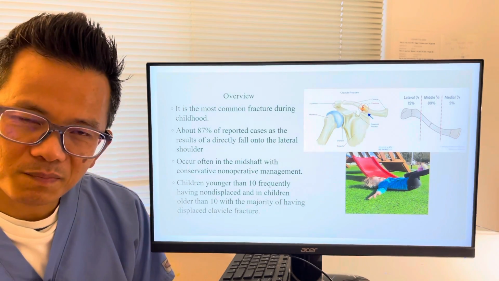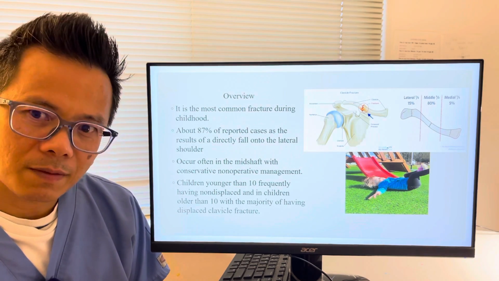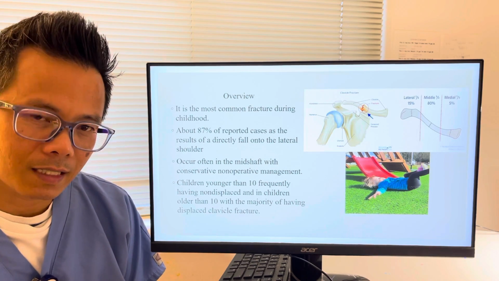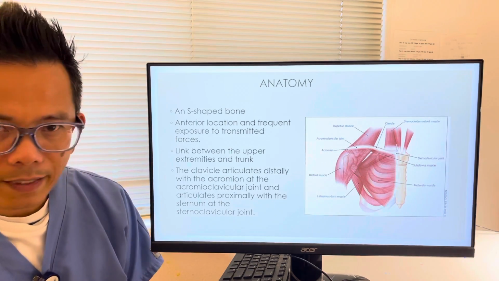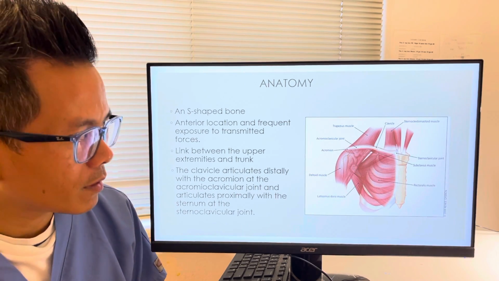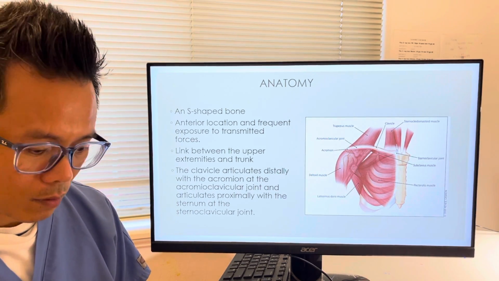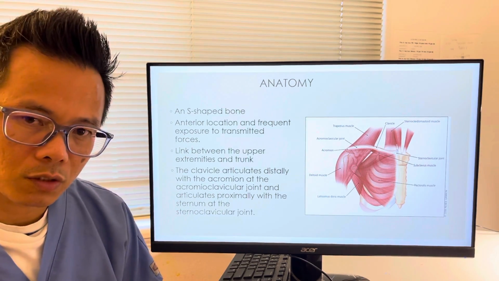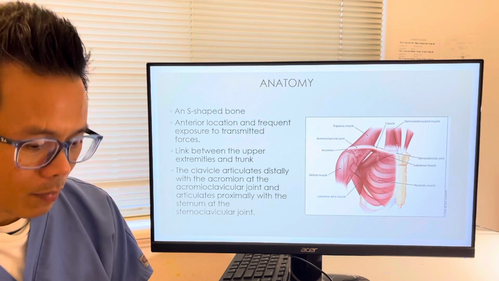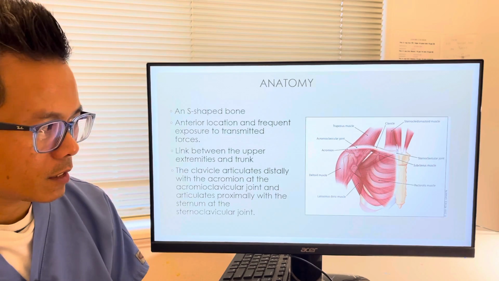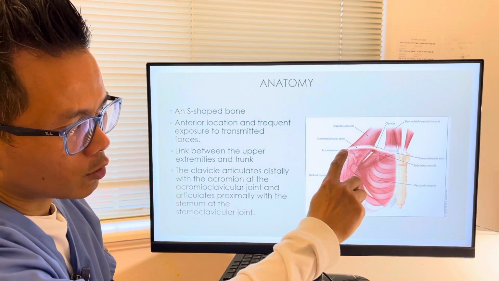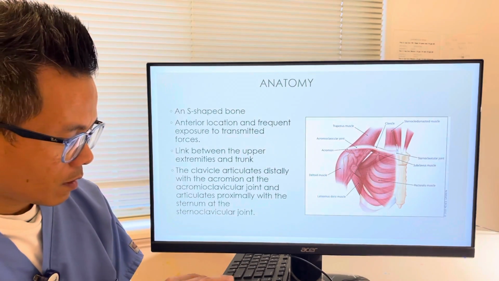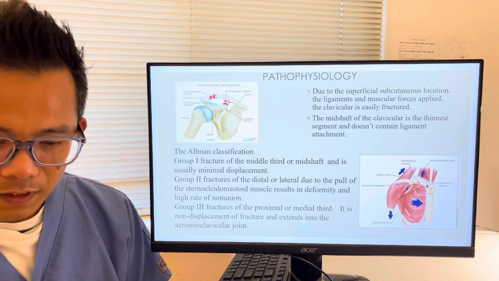Children younger than 10 years old usually have a non-displaced fracture, but when they are older than 10 years old, the majority have a displaced fracture. Let's move on to the anatomy of the clavicle. It is a shaft bone structure, usually exposed to tremendous force, and it links the upper extremity and the trunk. You can see there are two main joints, the acromioclavicular joint here, and the sternoclavicular joint right here.